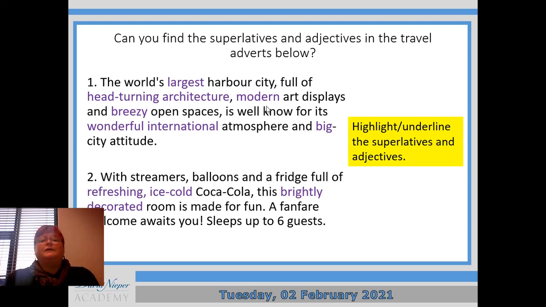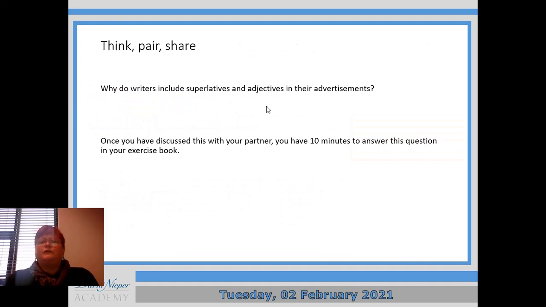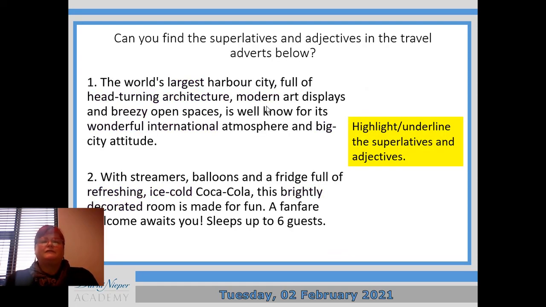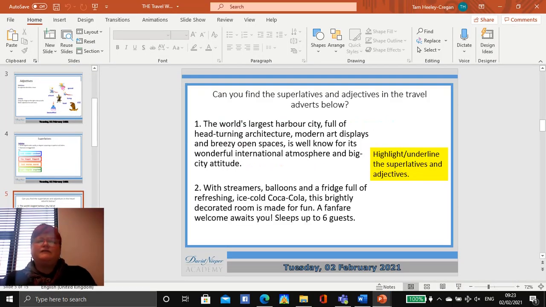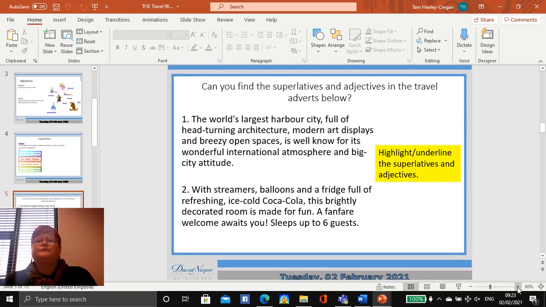So number 1, the world's largest harbour city full of head-turning architecture. Oh, hold on, mine's going weird. Bear with. Okay, what I'm going to do is come out of the PowerPoint because I think it's giving you the answers and you can still see them when we look at the slides like this.